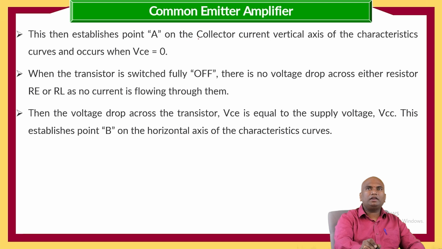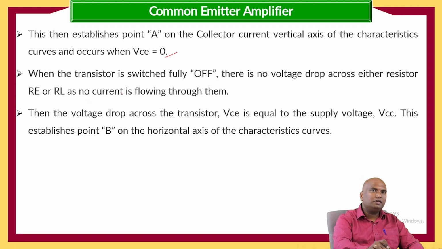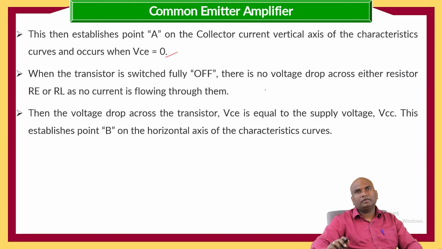This establishes point A on the collector current vertical axis of the characteristic curves, and occurs when the VCE value is equal to 0. When the transistor is switched fully off, there is no voltage drop across either resistor RE or RL, as no current is flowing through them. Then the voltage drop across the transistor VCE is equal to the supply voltage VCC. This establishes point B on the horizontal axis of the characteristic curves.